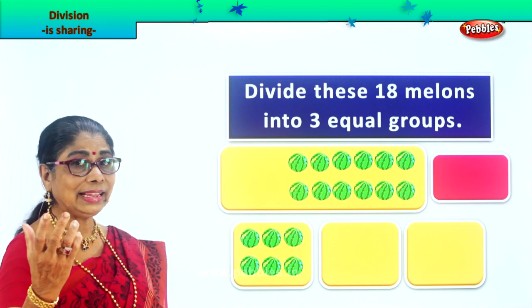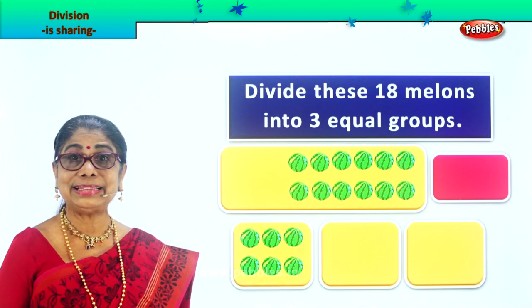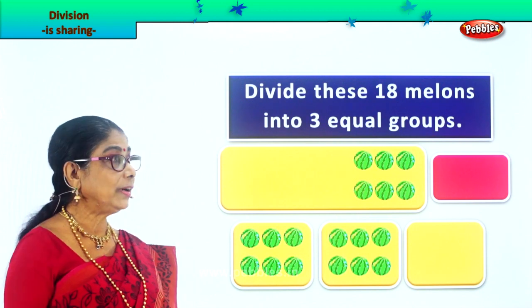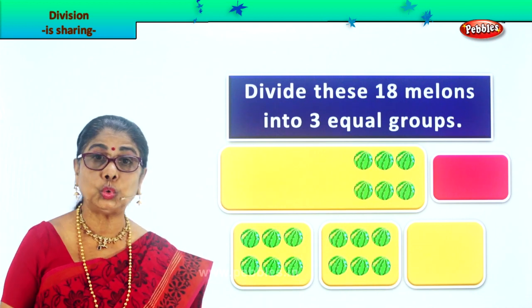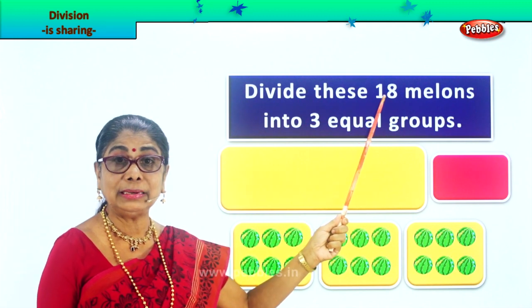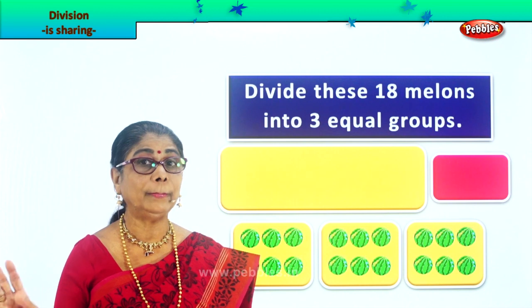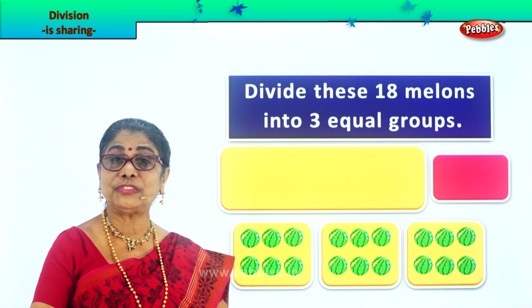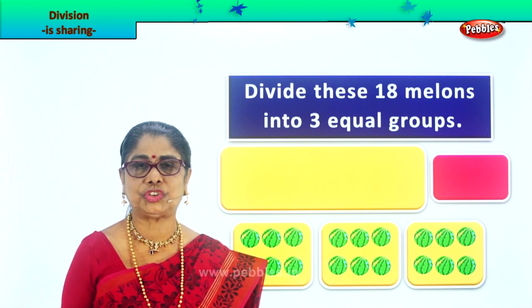Next, let's take another 6. 1, 2, 3. 1, 2, 3. Let's take this 6 and put it into the second tray. Finally, we are left with 3 and 3, 6 melons, which go into the third tray. We were given 18 melons and 3 trays to divide the melons equally into the trays, and we have 1, 2, 3 trays full. Each tray has 6 melons each.